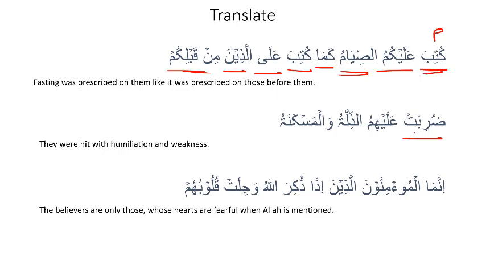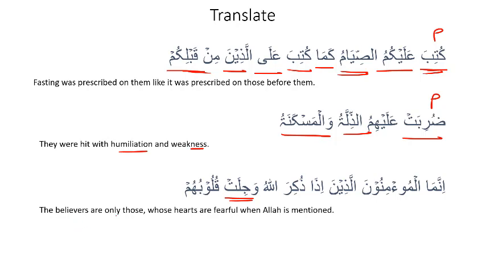Duribat means was hit. And again, this is passive, so we don't have a subject. So they were hit with humiliation and weakness. Azilla is humiliation, maskanatu is weakness. And then finally, innamal mu'minuna alladhina iza zukirallahu wajilat qulubuhum. Wajilat we saw in the vocabulary.